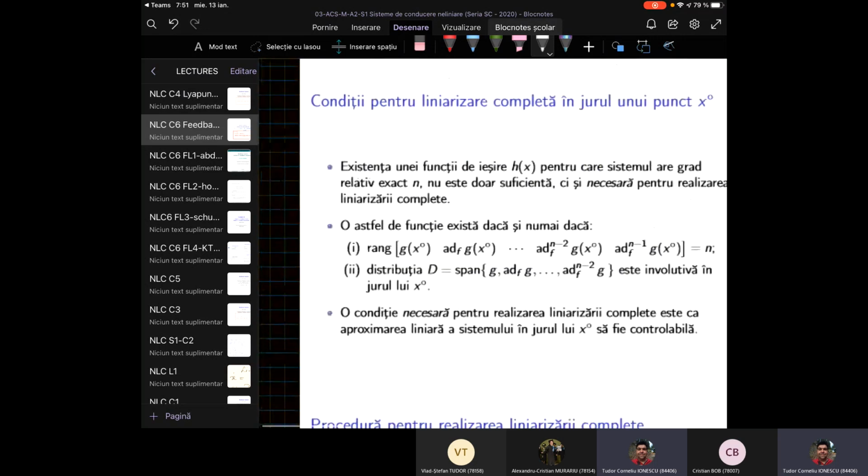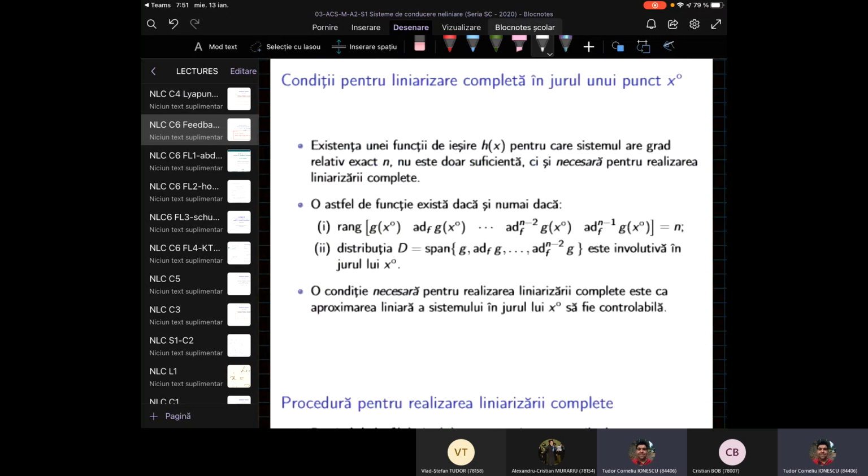Okay? So what are the conditions to apply full feedback linearization? You need to have the output h(x) with a relative degree equal to the order of the system. It's not only sufficient, but it's also necessary. So it's necessary and sufficient. This is wonderful. Okay. So if you pick an h(x), because h(x) is something you pick, with a relative degree n, if and only if you get the full feedback linearization.